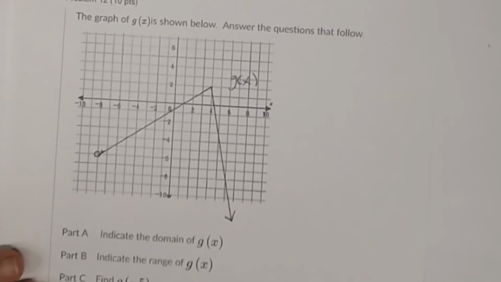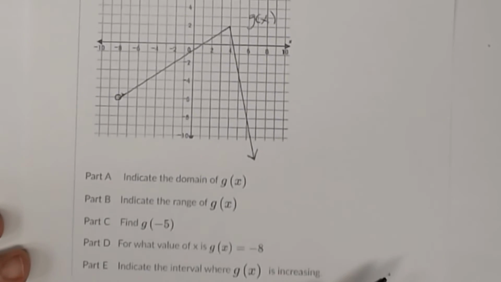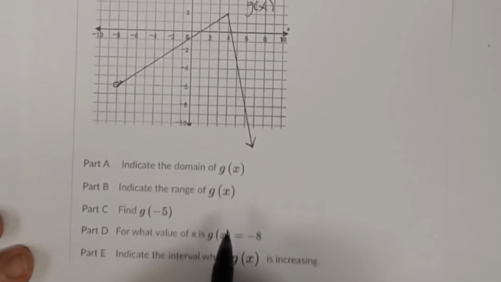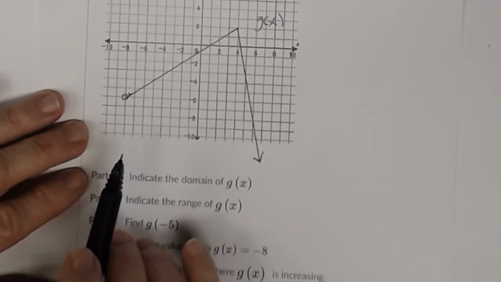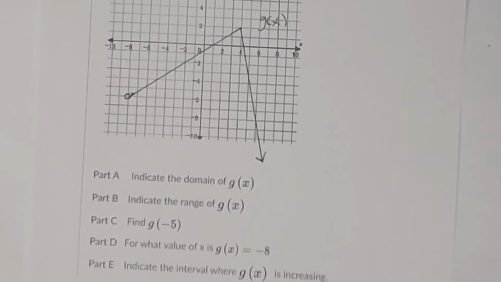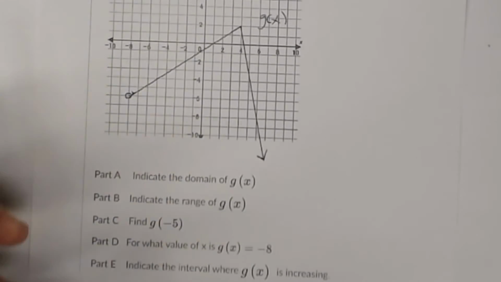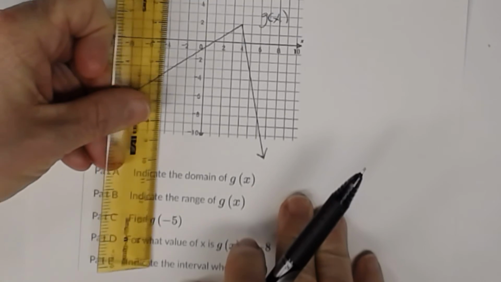Okay, let's look at number 12. All right, number 12, you're given this function and you're asked to indicate the domain, the range, and so on. All right, so the domain, remember the domain is a set of x coordinates. And so let me go ahead and get a ruler. When doing that, it helps if you use a ruler to guide you. So the domain is a set of x coordinates. So you're going to go from left to right.